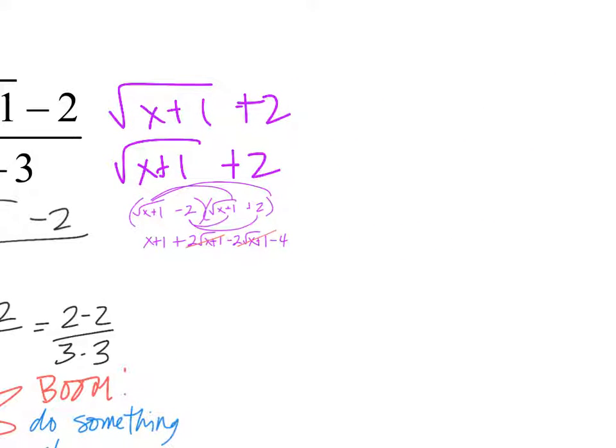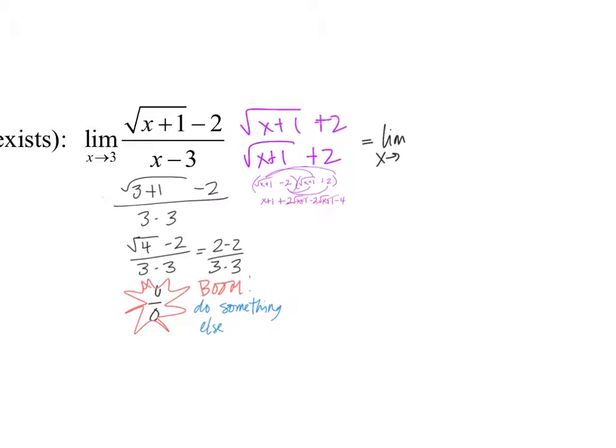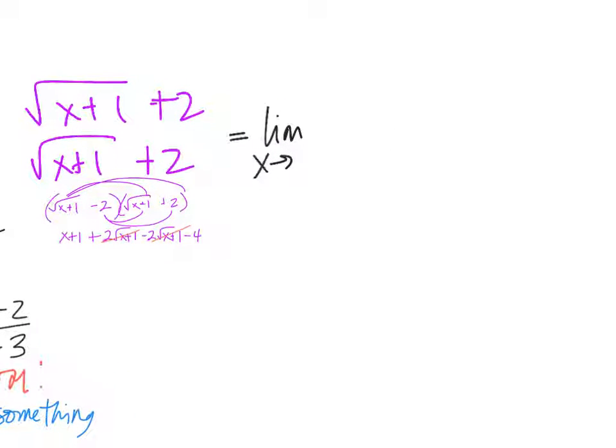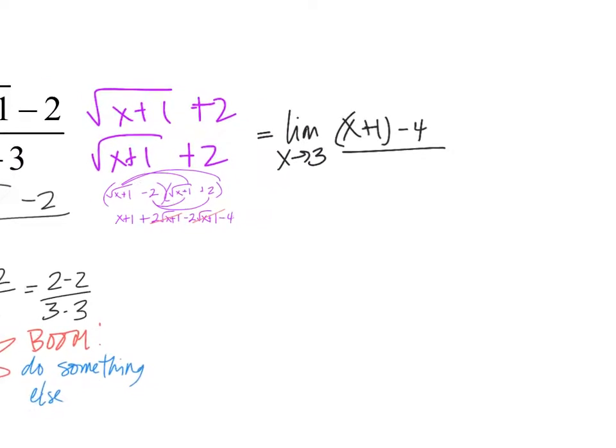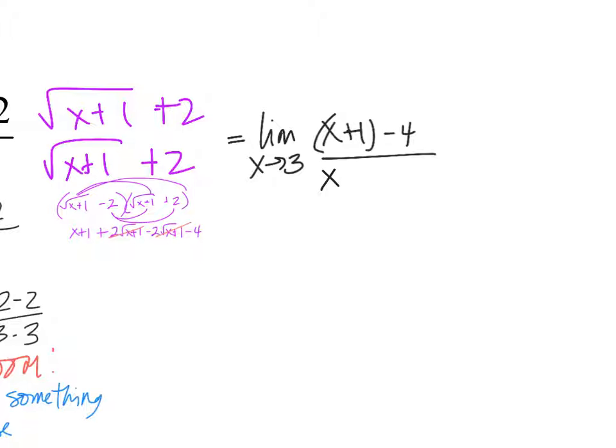All right, so what do we end up with? Well, we just found it. You have the limit as x goes to 3 of x plus 1 minus 4 over x minus 3. Don't do anything with the denominator, we're just going to leave it. And we carry that over: square root of x plus 1 plus 2. So that just carries over.